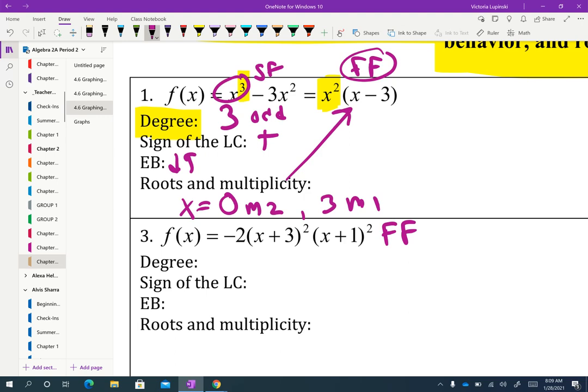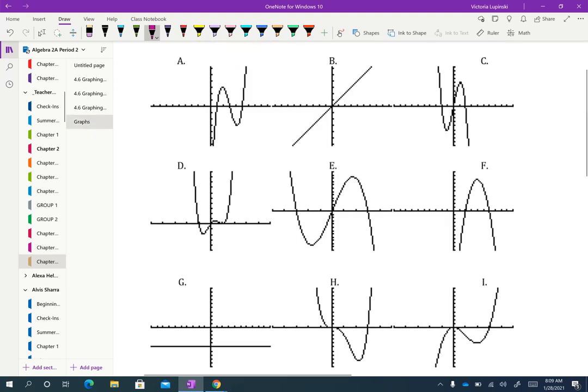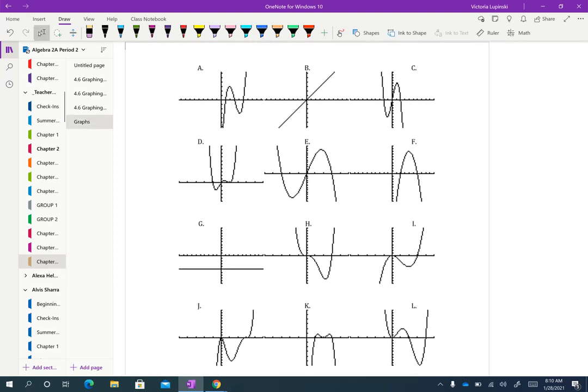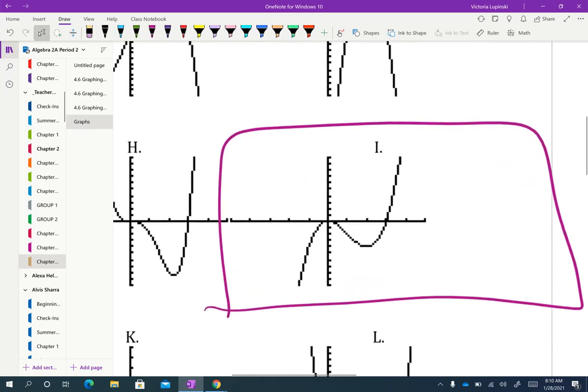So you are now going to look at the page of graphs. You are going to look at your 15 options, and you are going to try to find the one and only one graph that is a cubic, that has end behavior down, up, and you want it to hit the x-axis at 0 with a bounce and at 3 with a cross. So the winner is going to be over here at I. Let's zoom in. Hopefully you see the end behavior down, up. Here at 0, it's bouncing. And then here at 3, it's crossing. So graph I has to match with equation number 1.